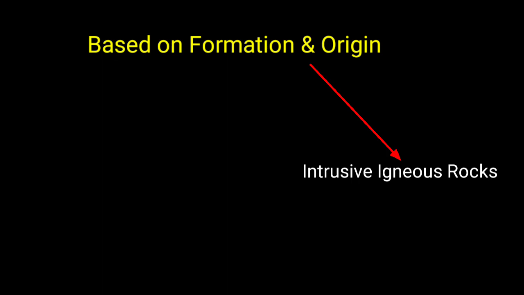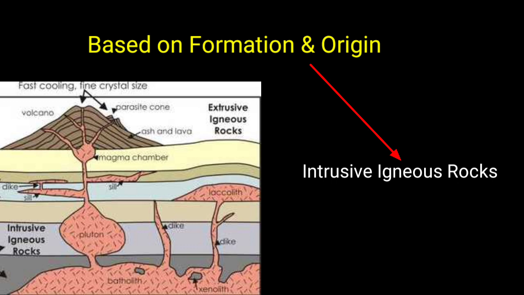Now the intrusive igneous rocks. This type of rock is formed due to the solidification of magma. Okay, very important to note. In the first one, it is solidification of lava on the surface. This is solidification of magma below the surface. Now this hot molten magma finds space in the gaps or cracks in the rock formations beneath the surface and solidifies there itself. This results in the formation of intrusive igneous rocks of various sizes and shapes.